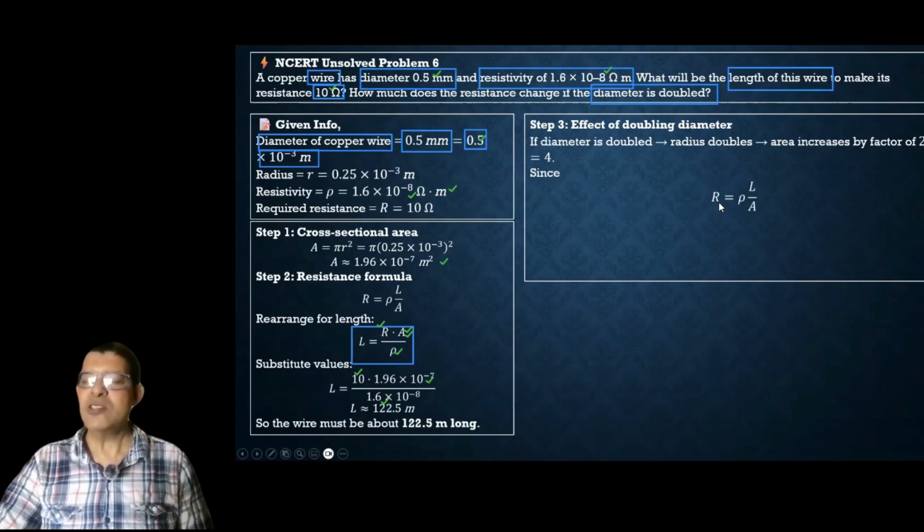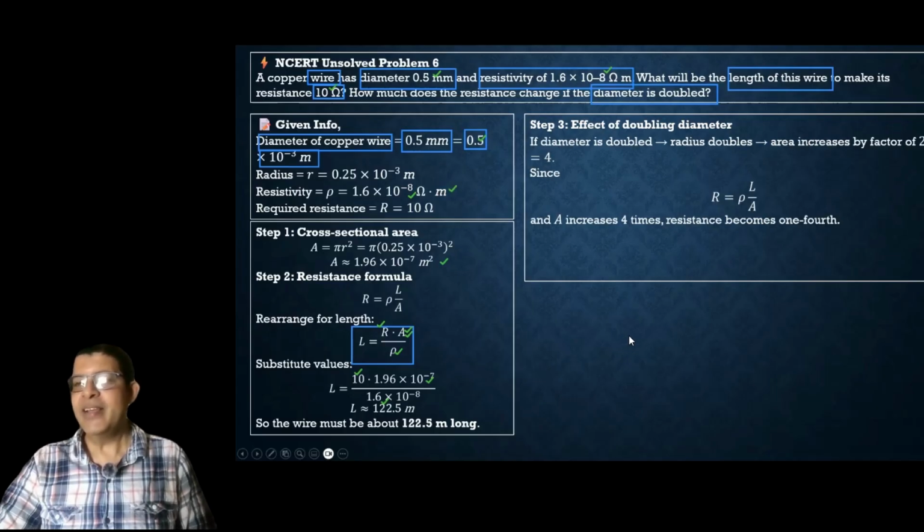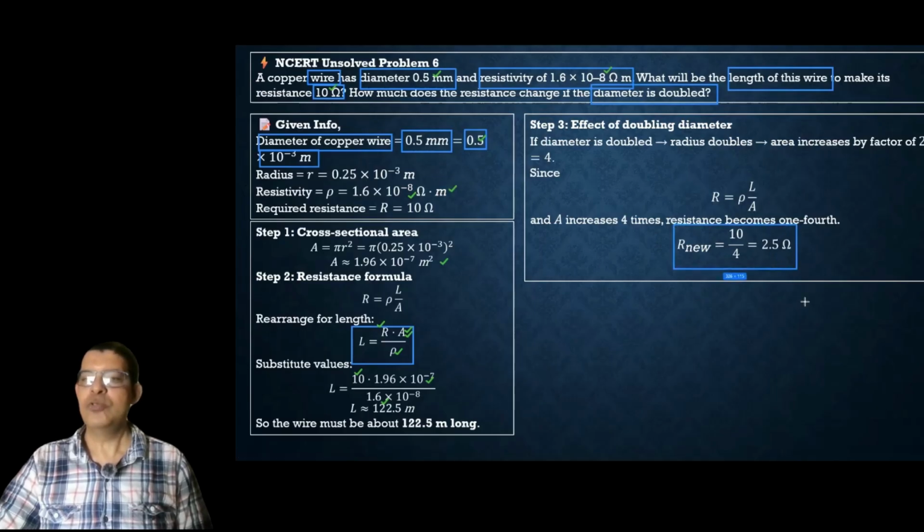Next, now we use the formula R is equal to rho L by A. Area increases 4 times. So resistance becomes 1/4, right? So it is clear here. The new resistance will be 10 by 4, which will become finally 2.5 ohms. How much will the resistance change? The new resistance will be 2.5 ohm. And with this, we conclude.